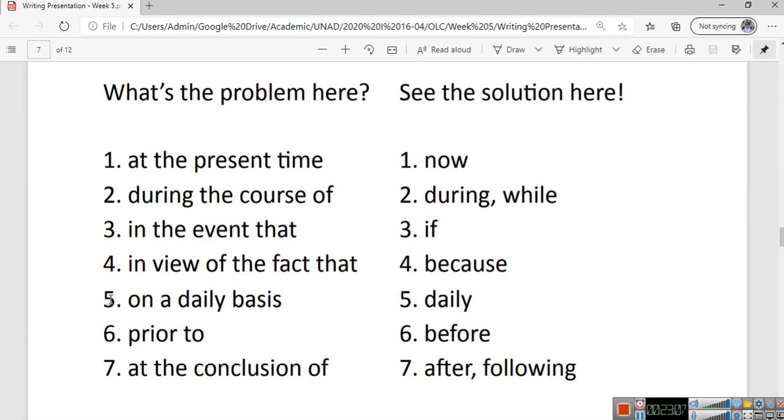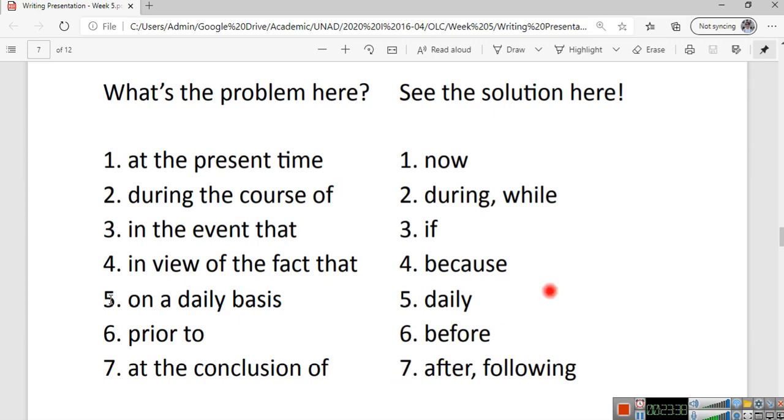Everyone has the answer in front of them. One, one, two, two, three, three. During, in the event that, if; in view of the fact that, because; on a daily basis, daily; prior to, before; at the conclusion of, after, following. I have the match.